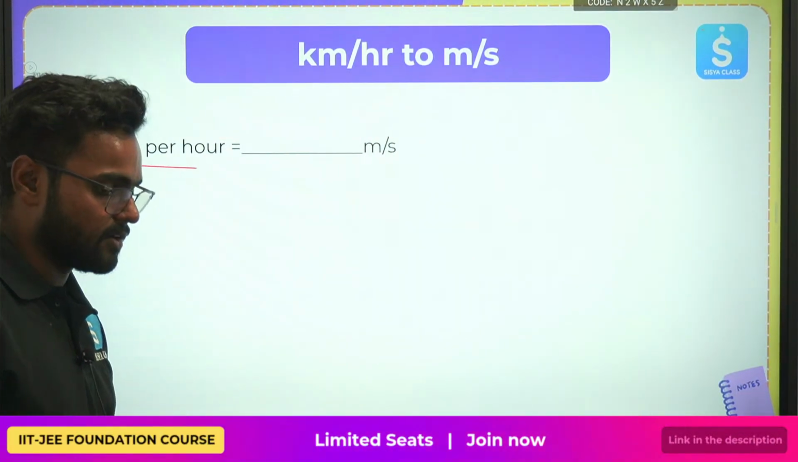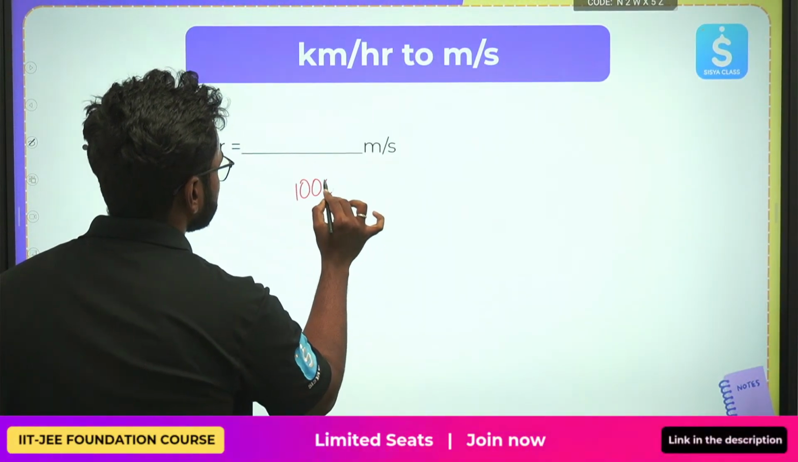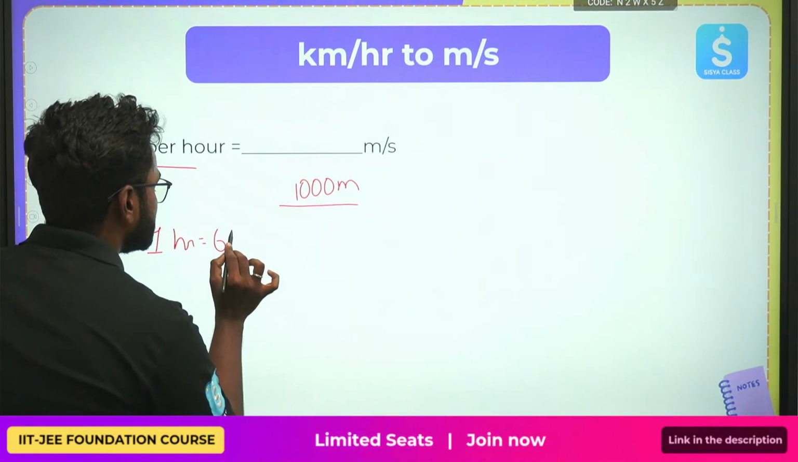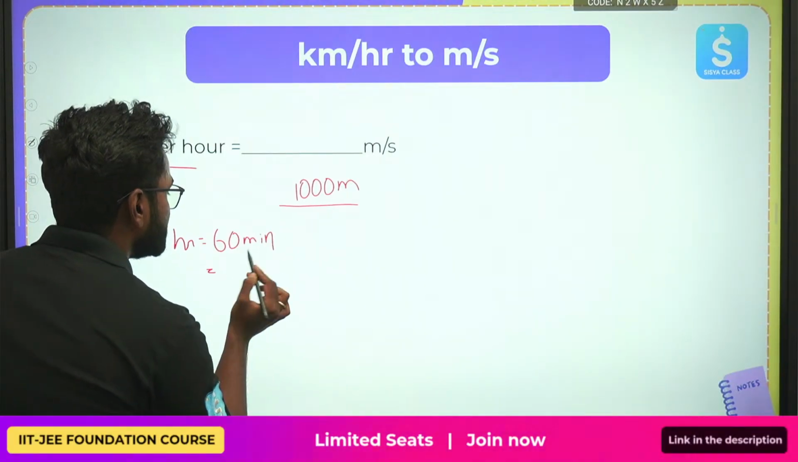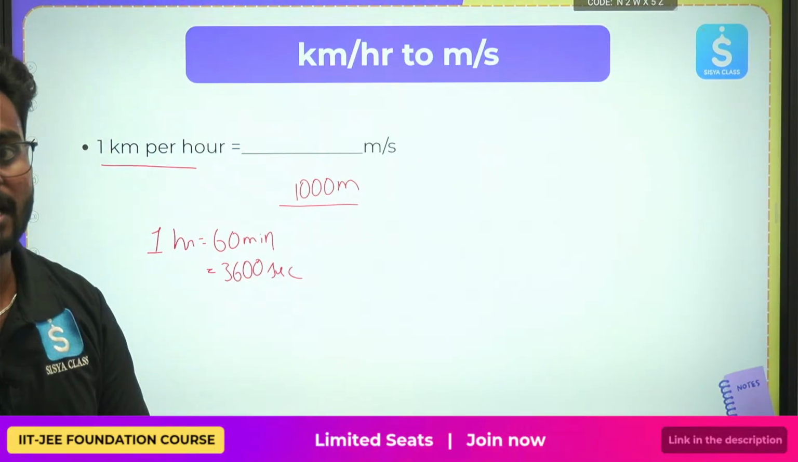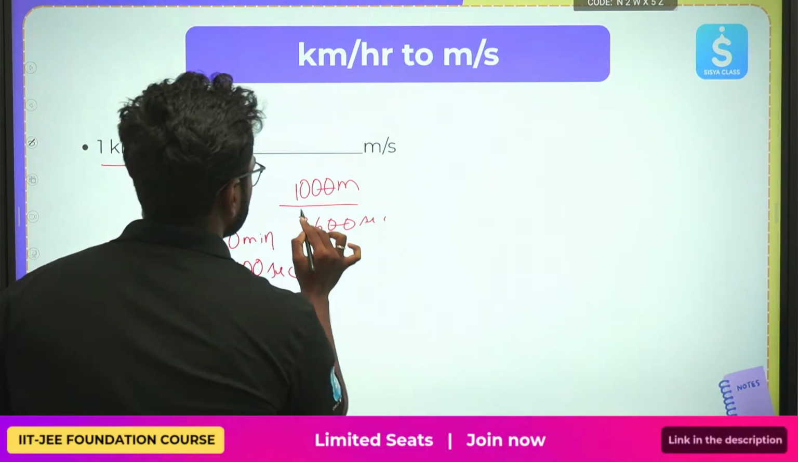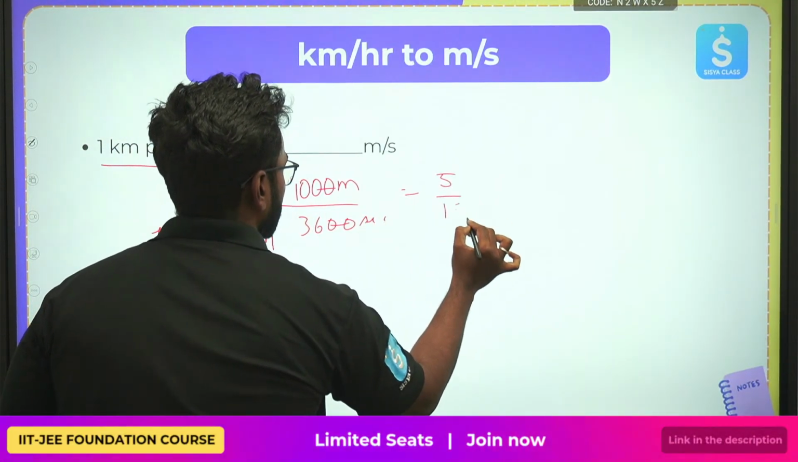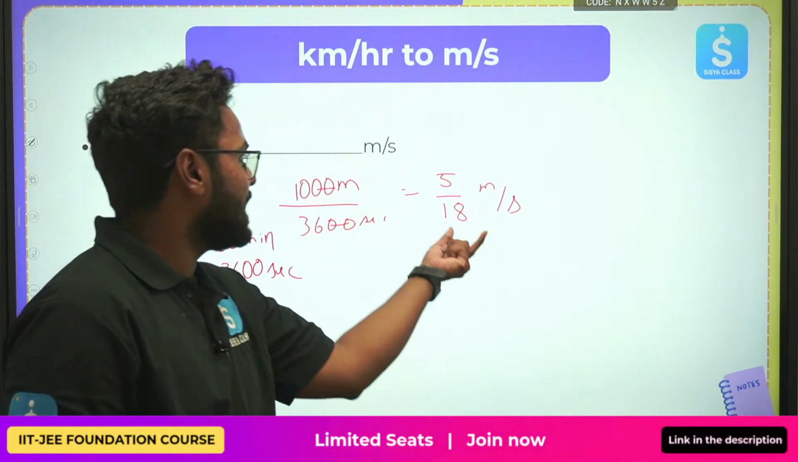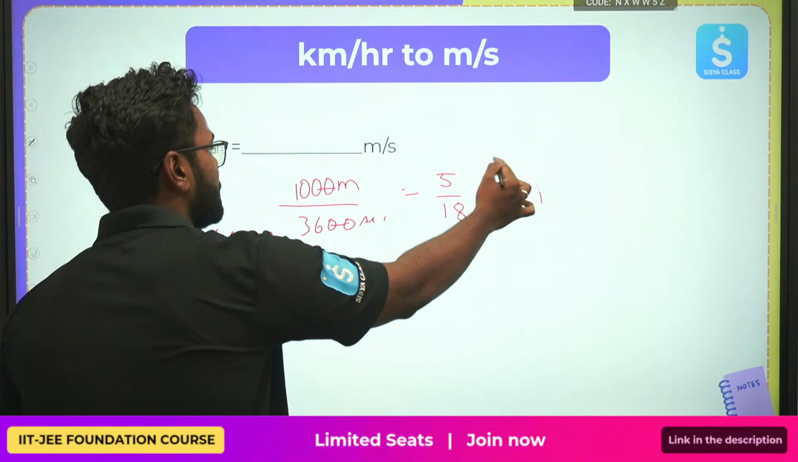If you have 1 kilometer per hour, how can you convert it into meters per second? 1 kilometer is 1000 meters, upon 1 hour. 1 hour has 60 minutes, and 1 minute has 60 seconds, so it will be 3600 seconds. If I cancel them out, this should be 5 upon 18 meters per second. So if you have any quantity given in kilometers per hour, you can directly use this relation and multiply that amount by 5 by 18 to get it in meters per second.